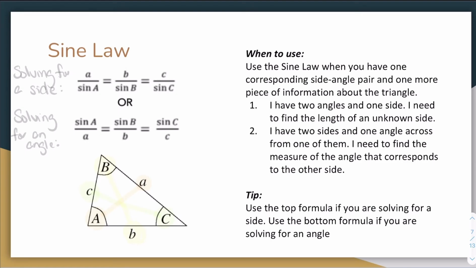For example, you might have two angles and one side, and you need to find the length of an unknown side. Or you might have two sides and one angle across from one of them, and you're looking for the angle that corresponds to the other side. We have two formulas here. My tip is to use the first one, the top one, when you're solving for a side. It just makes solving easier. And you use the bottom when you're solving for an angle.